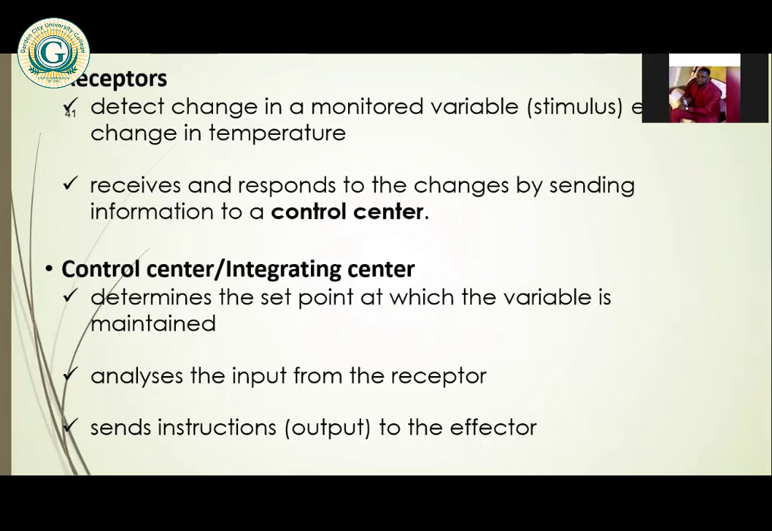So when you take the skin, for example, we have receptors found in the skin that will sense the change. But these same receptors are also a component of the nervous system. So the nervous system and the endocrine system are the two main systems that work together to control homeostasis. Other systems are also working, but the two main ones are the endocrine and the nervous system.